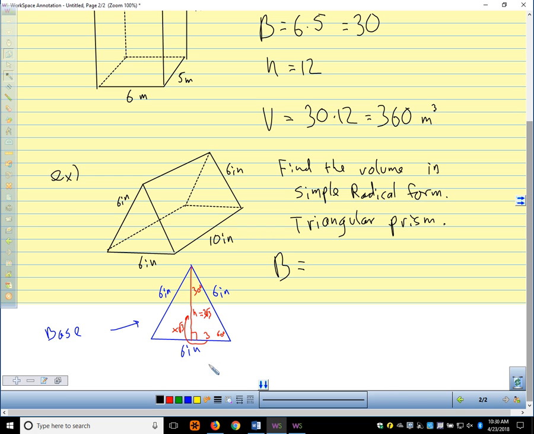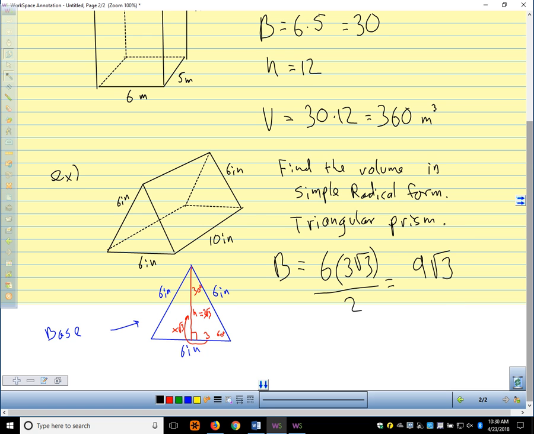So the area of the base is the base of the base, 6 inches, times the height, 3 square root 3, divided by 2. 6 divided by 2 is 3, and 3 times 3 is 9. 9 square root 3.